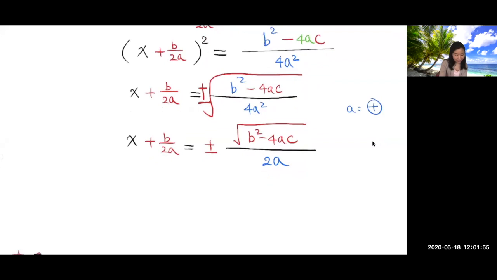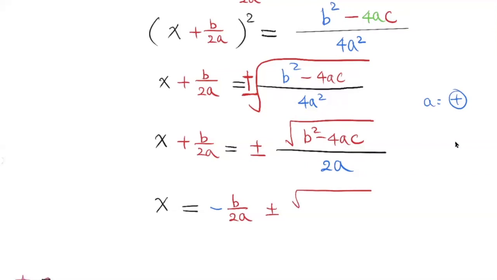So after that, this is x. In order to isolate this x, we're going to subtract this on both sides, or think about moving this to the other side, and it becomes minus. So this becomes minus b over 2a, and then plus or minus this over 2a.